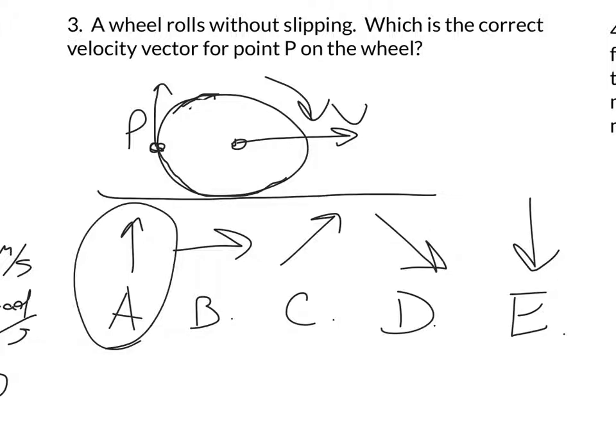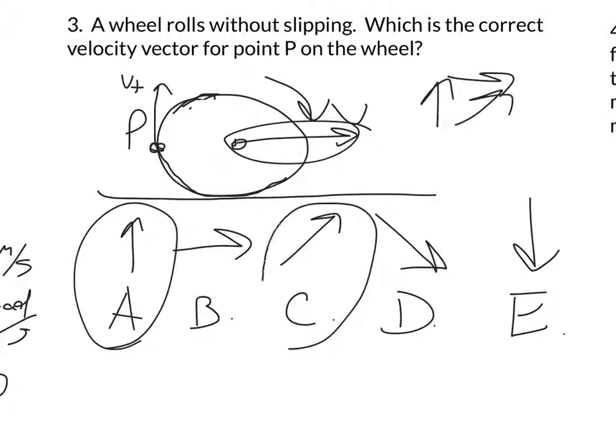So at point P, there's a tangent velocity, this is v tan, that's going straight up. But the whole wheel has this velocity to the right. So that point actually has two velocity vectors. It has a tangential vector added to a radial vector, and so it should go in this direction. So we're actually going to choose not A, but C. And that's a tricky one to think about, but that is correct. So keep that one in mind.